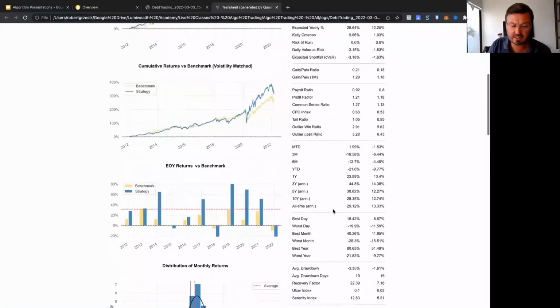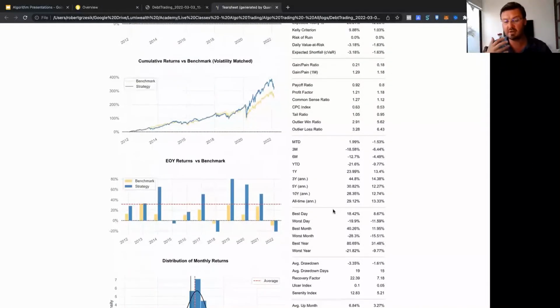This is our tear sheet. If you take our course, you'll learn how to create these yourselves and how you can modify these things to use different economic indicators or use it in a different kind of way. You see here the strategy, how it performed every year.